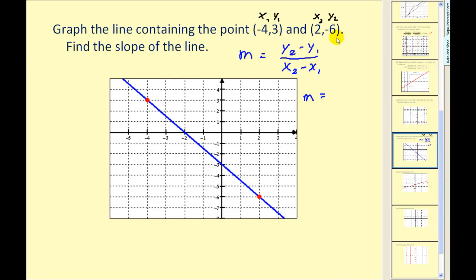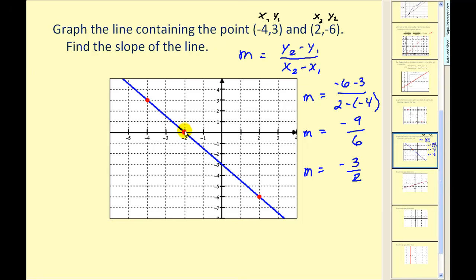So our slope will equal -6 minus 3 over 2 minus -4. Looks like we have -9 over a positive 6, which simplifies to -3 over 2. Our slope is -3 halves. This is telling us the change in y is -3 and the change in x is positive 2. So from this point, if I go down 3 units because the change in y is negative, and I go right 2 units because the change in x is positive 2, you can see I end up on that line.